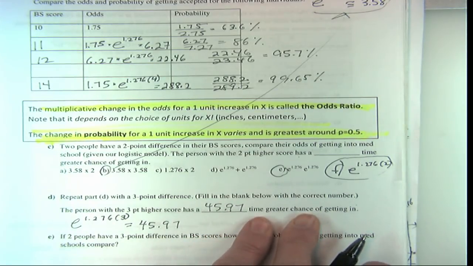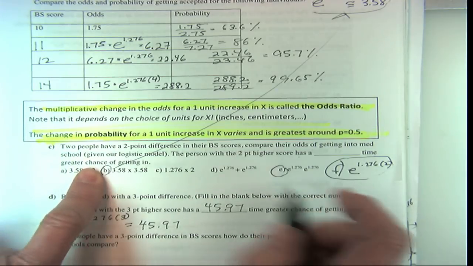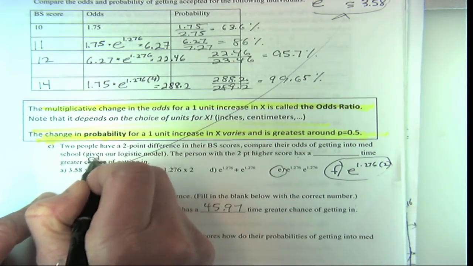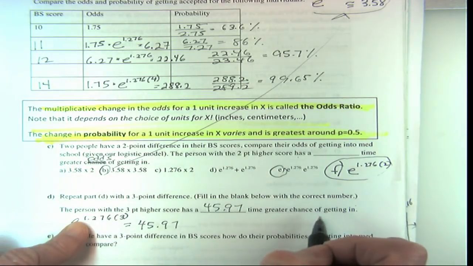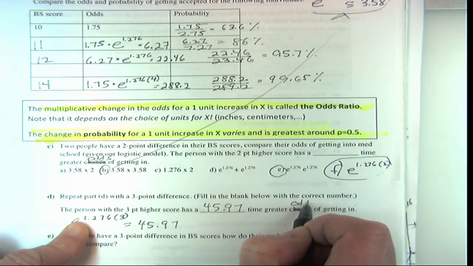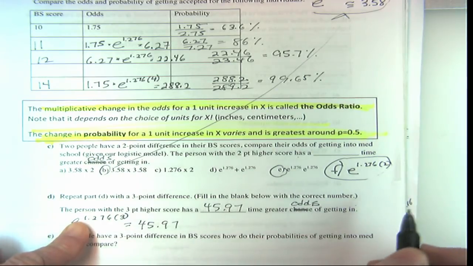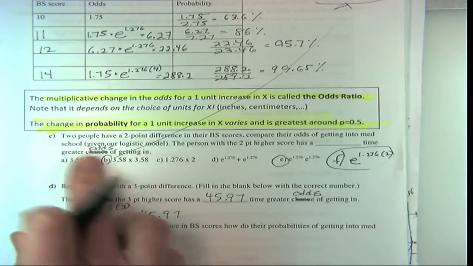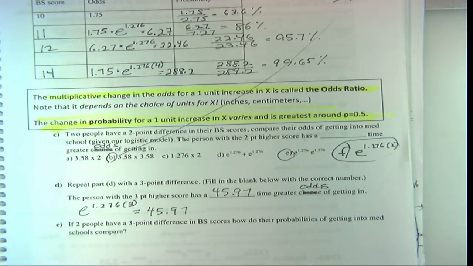Whoops, this is wrong. This is wrong. Has not a greater chance, but a greater odds of getting in. We don't know, that's different than the probability. Greater odds of getting in. Sorry about that.